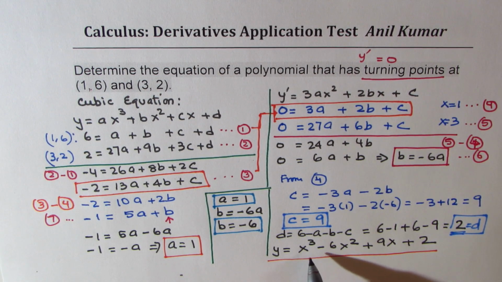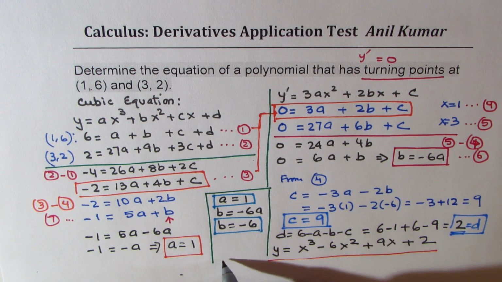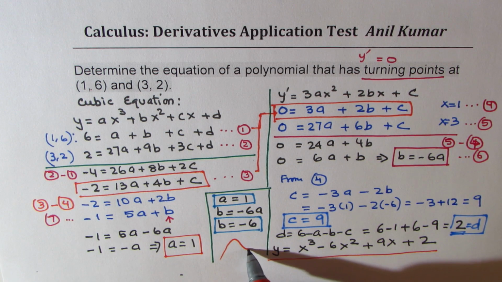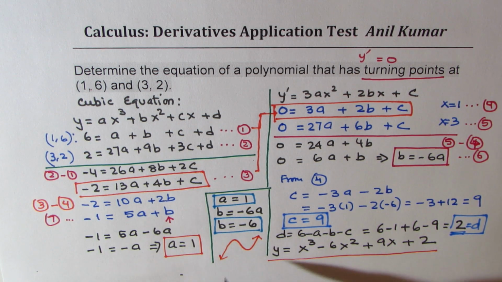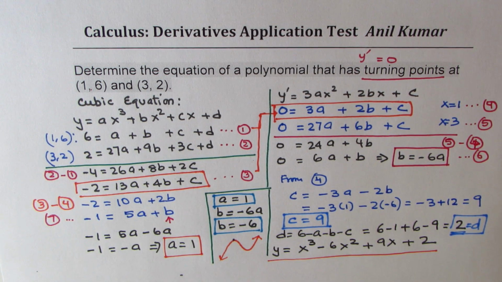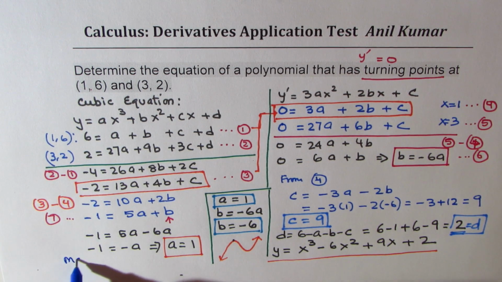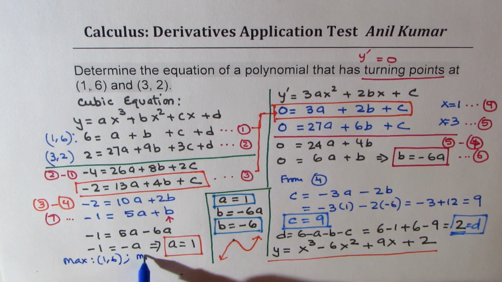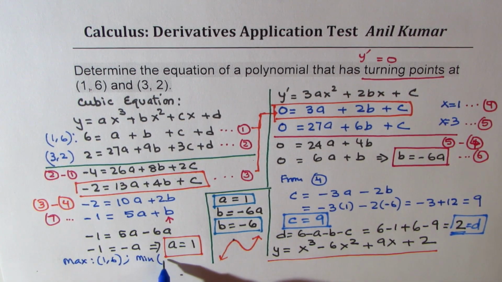Since the leading coefficient is positive, we do have a graph which is going kind of like this, right? So what you will notice is that at the first turning point, which is right there, we have a maximum, right? In this particular situation, we'll have a maximum at (1, 6), and we have a minimum at the second turning point, which is (3, 2), right? So that is what we'll get.